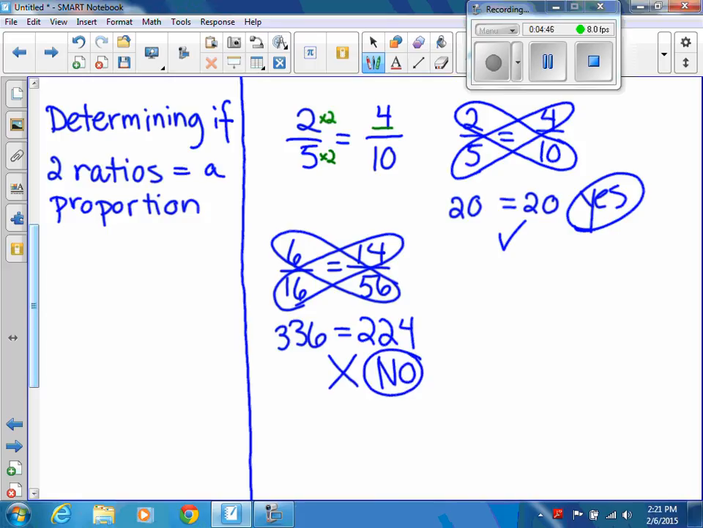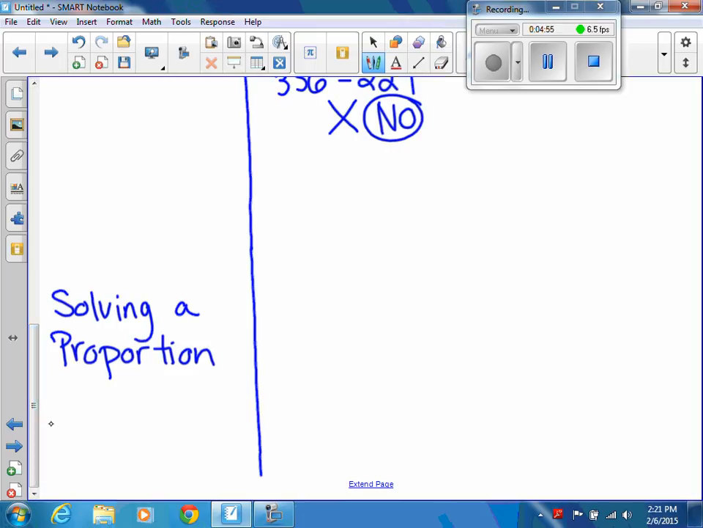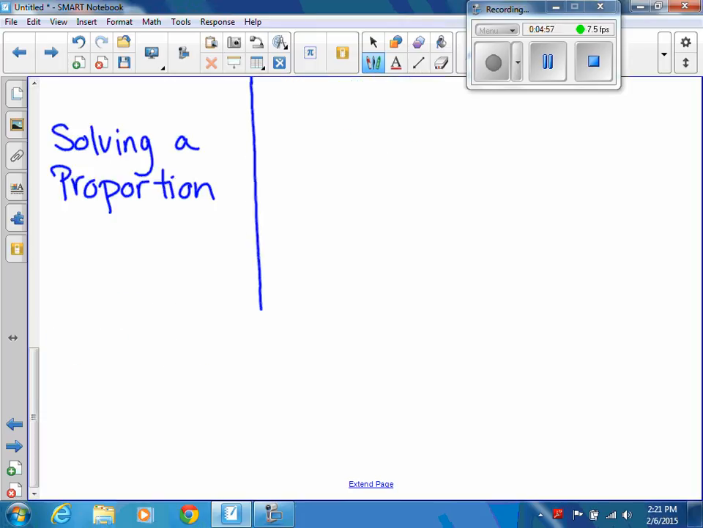Okay? So that's literally how we're going to be determining if two ratios are actually a proportion or not. And then we're going to take it a step further, and we're actually going to start solving for proportion. This is where we would have x or y or some kind of variable for one of our numerators or denominators. So let's say we have this: x over 4 is equal to 9 over 10.